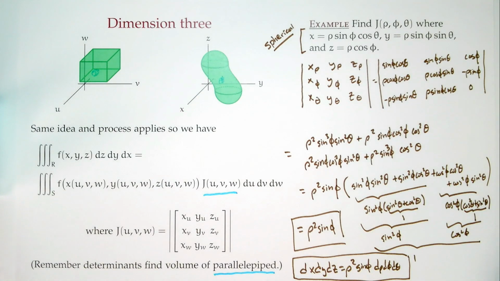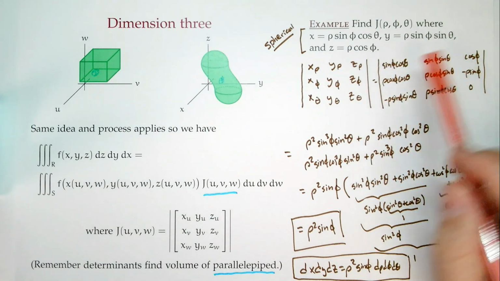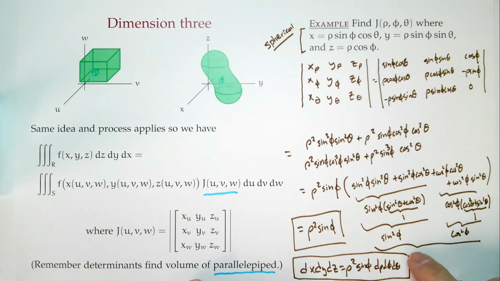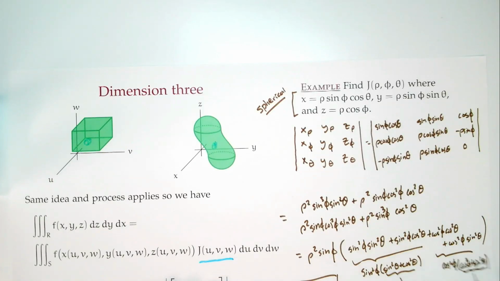Good. So, good news. If you ever forget rho squared sine phi, easy solution. Just take this determinant and boom, it pops out. Well, probably it's better not to forget rho squared sine phi. Yes, I prefer that solution. That sounds like a good option.